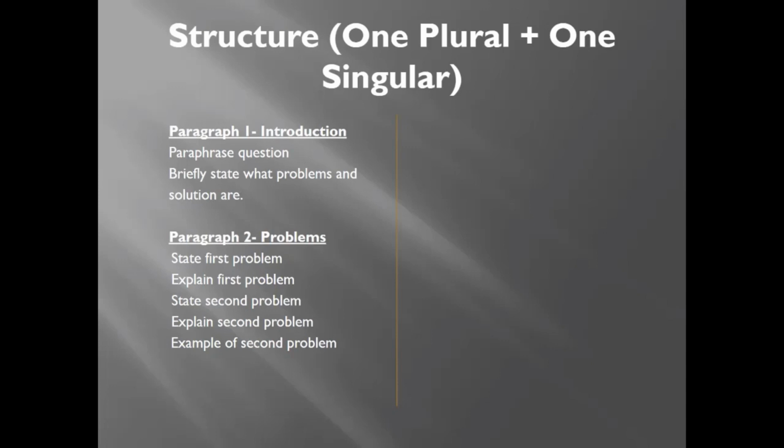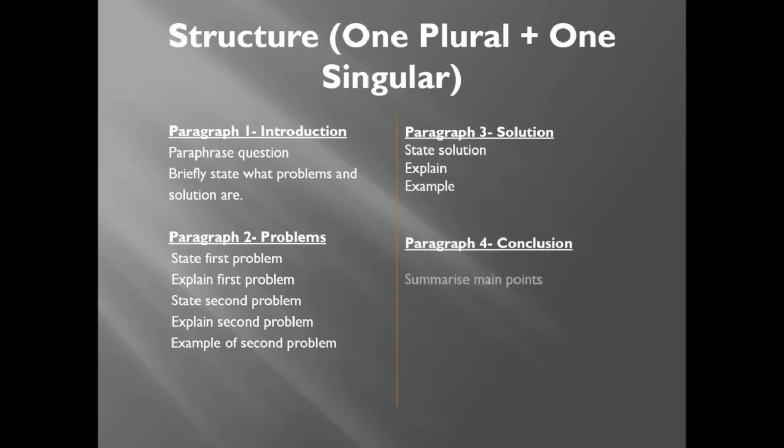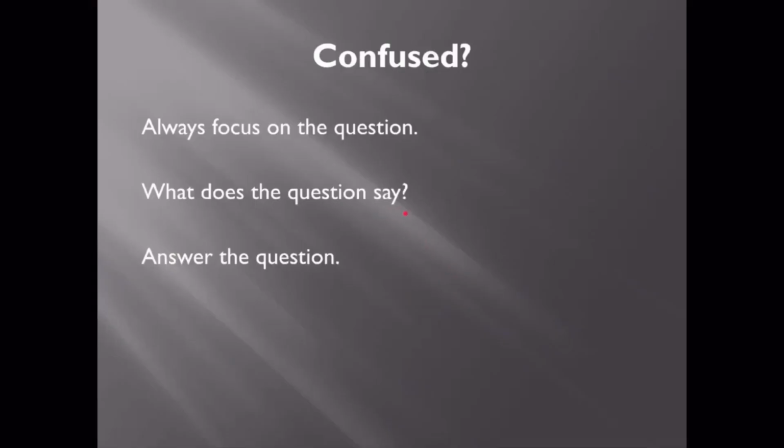Paragraph 2, you're going to state two problems in that first main body paragraph. You're going to state the first problem, explain the first problem, state the second problem, explain the second problem, and then give an example for the second problem. And then in your third paragraph, your second main body, it's just singular. So just state what the solution is, explain the solution, and give an example of the solution. And then in your conclusion, you're going to summarize your main points. I know that many of you will be a little bit confused. If you are, just keep it simple.